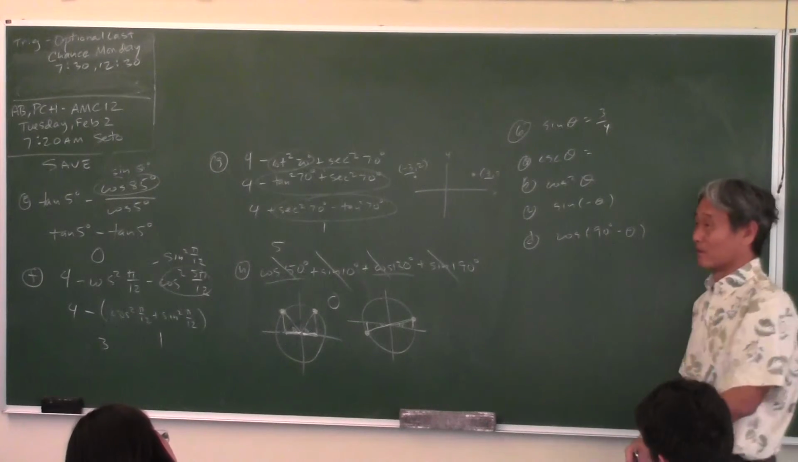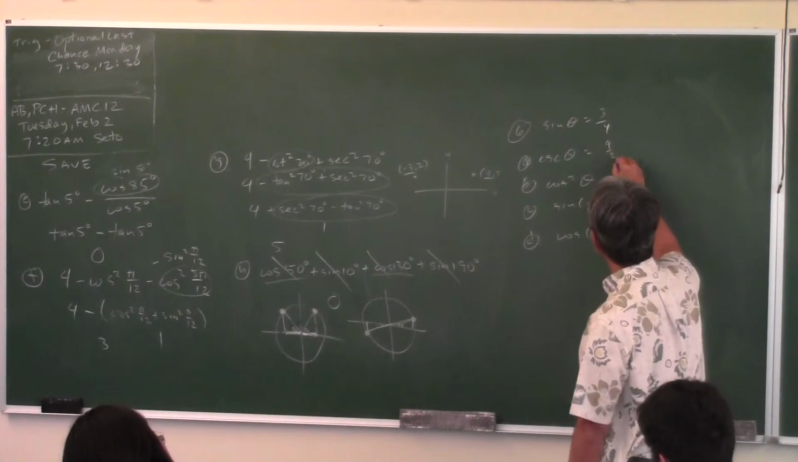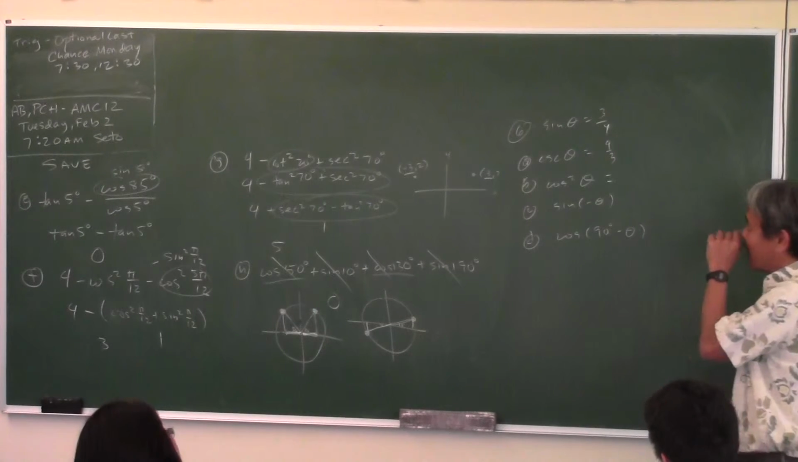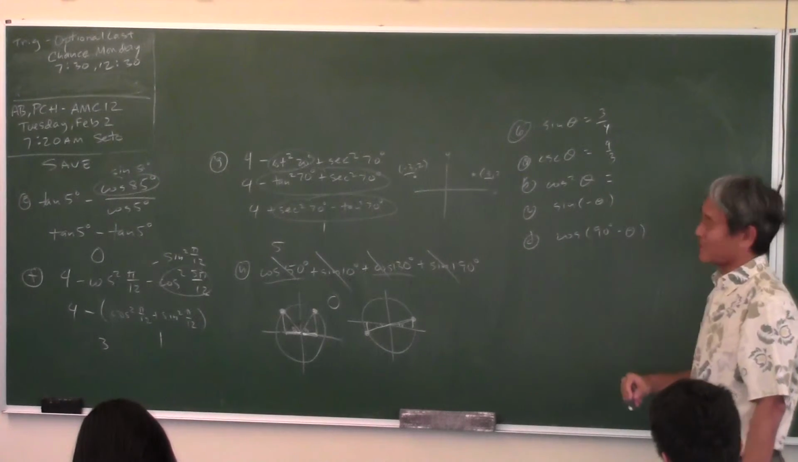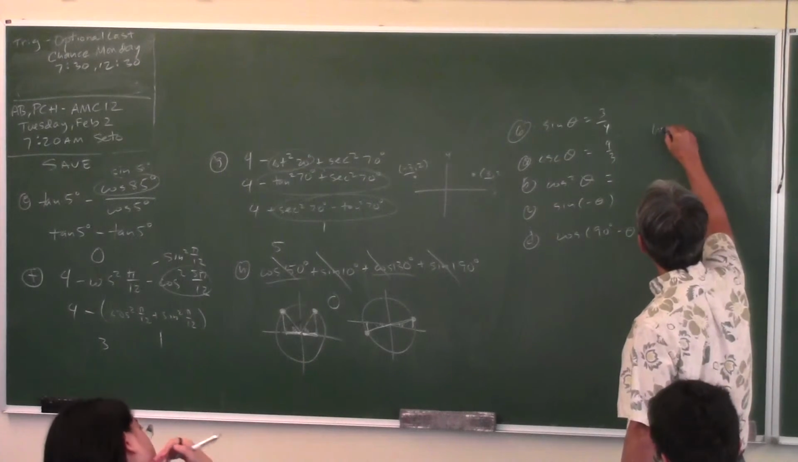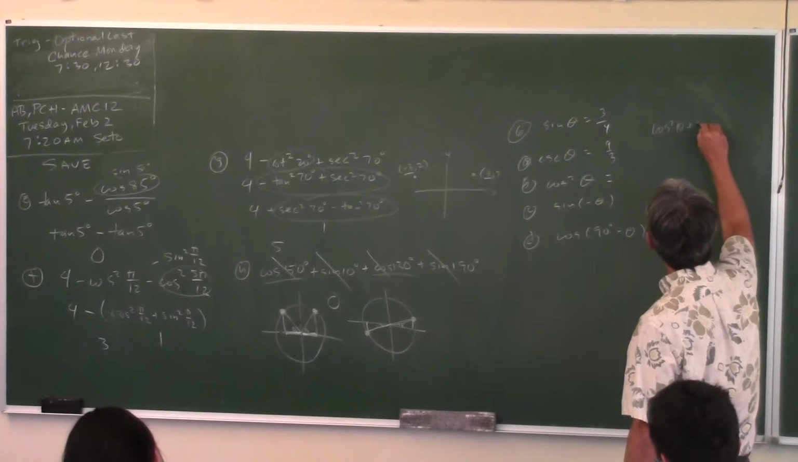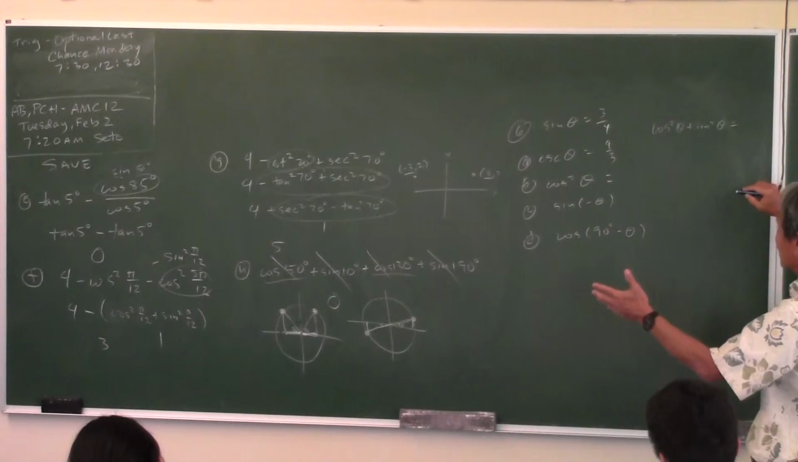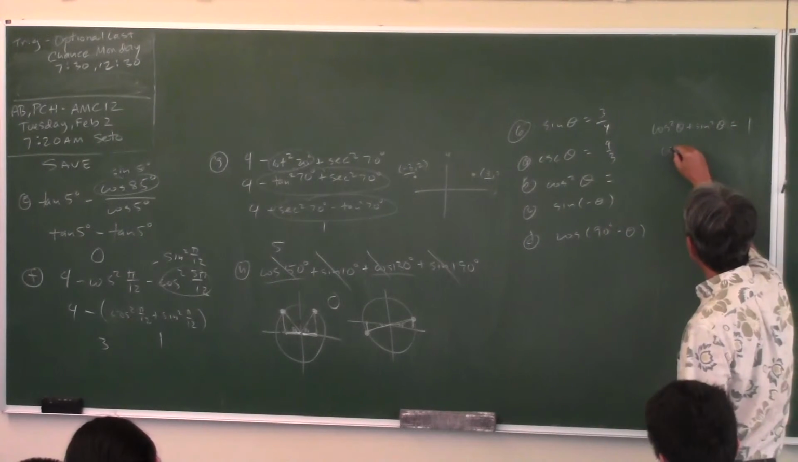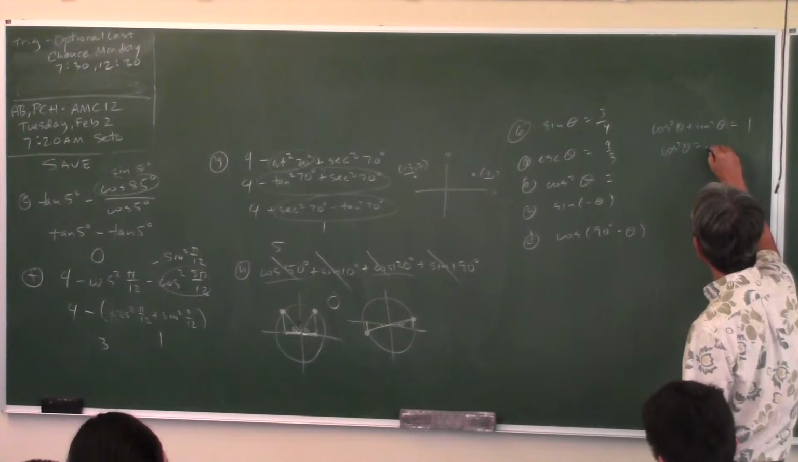Yeah, reciprocal. Flip it over, 4/3. It's easy. Okay, now what is cosine squared theta? Well, do we know an identity that has cosine squared theta in it? Yeah, cosine squared theta plus sine squared theta is equal to 1. So what is cosine squared theta equal to?